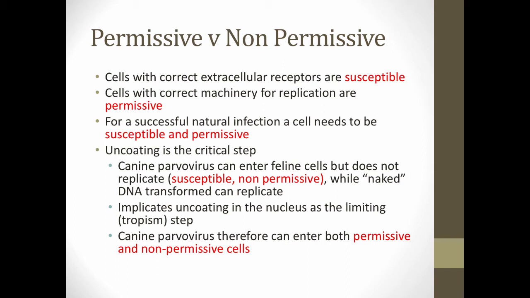So canine parvovirus can enter permissive and non-permissive cells. So you can get inside. If you can get inside a cell as a virus, we would say that that cell is permissive. If you can replicate, that cell is permissive. So canine parvovirus can get inside permissive cells where you can replicate your genome. You can also get inside non-permissive cells where the genome replication is not possible.